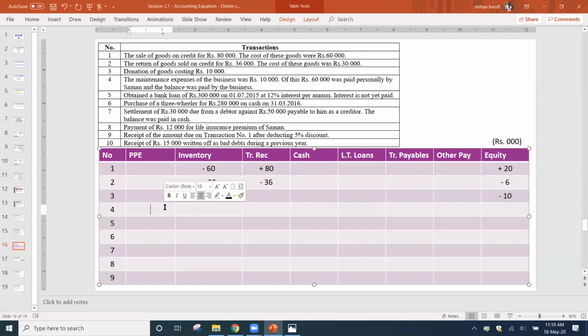Number 4, the maintenance expense of the business was 10,000. Of this, 60,000 was paid personally by someone and the balance was paid by the business.